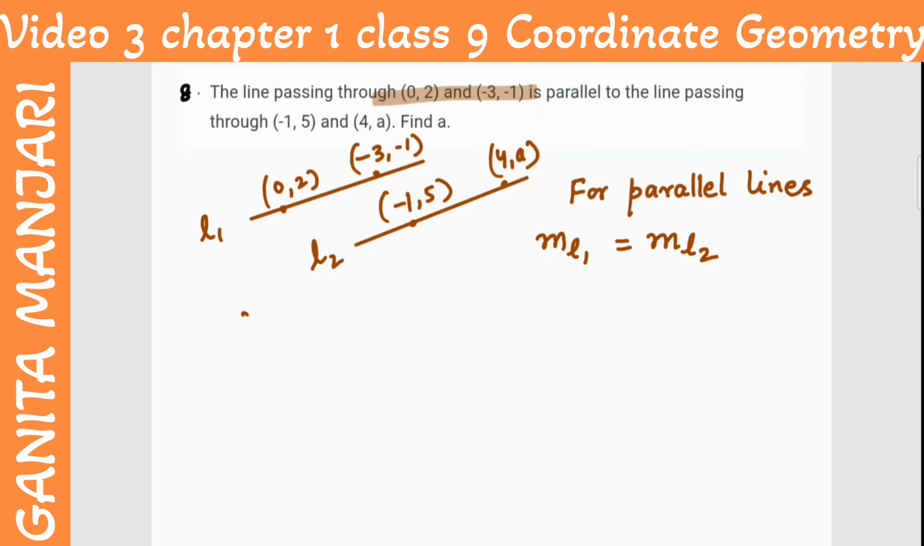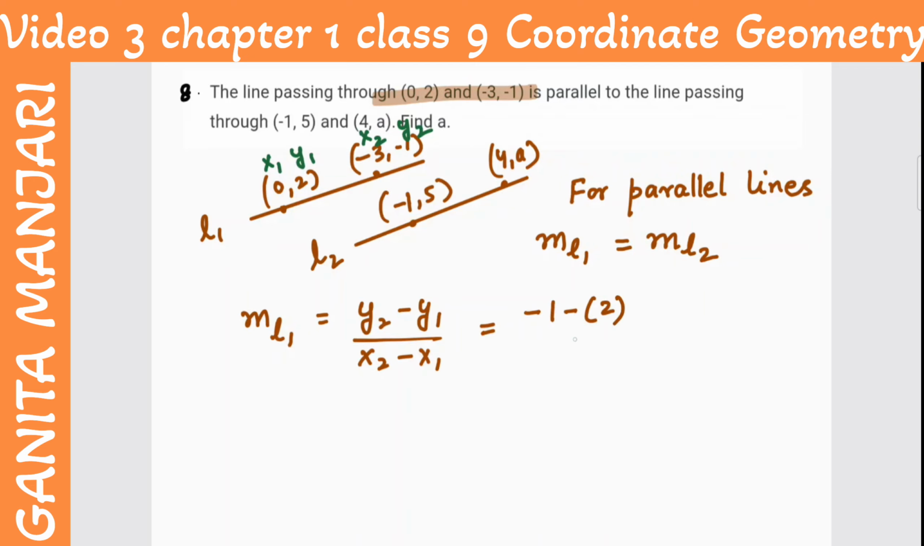Now what is the slope of line L1? It is equal to y2 minus y1 upon x2 minus x1. So here we can write x1, y1 and another point x2, y2. So this is equal to minus 1 minus 2 upon x2 is minus 3, x1 is 0. So it is equal to minus 3 upon minus 3, which is equal to 1.